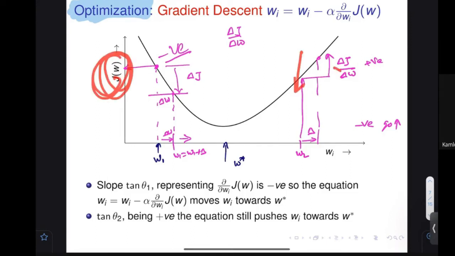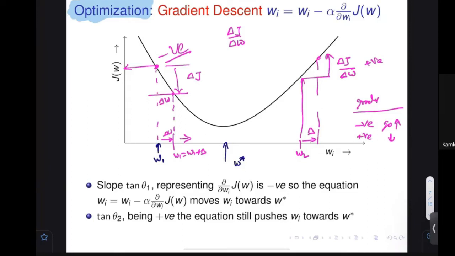So you don't want to go into this particular direction. Instead you want to go into the reverse direction. So if the gradient is positive, then you want to decrease this. Okay, you want to decrease what? The W. You want to decrease the value of W.